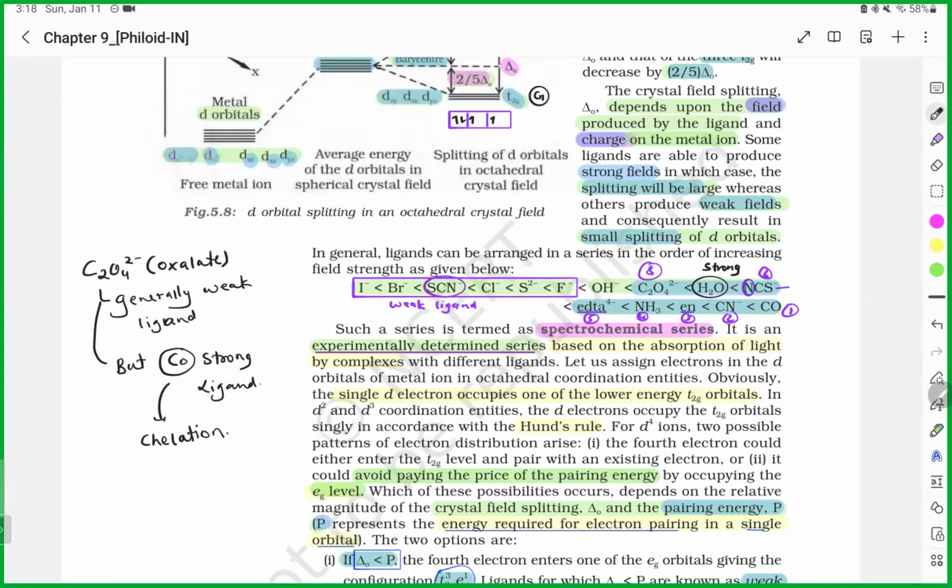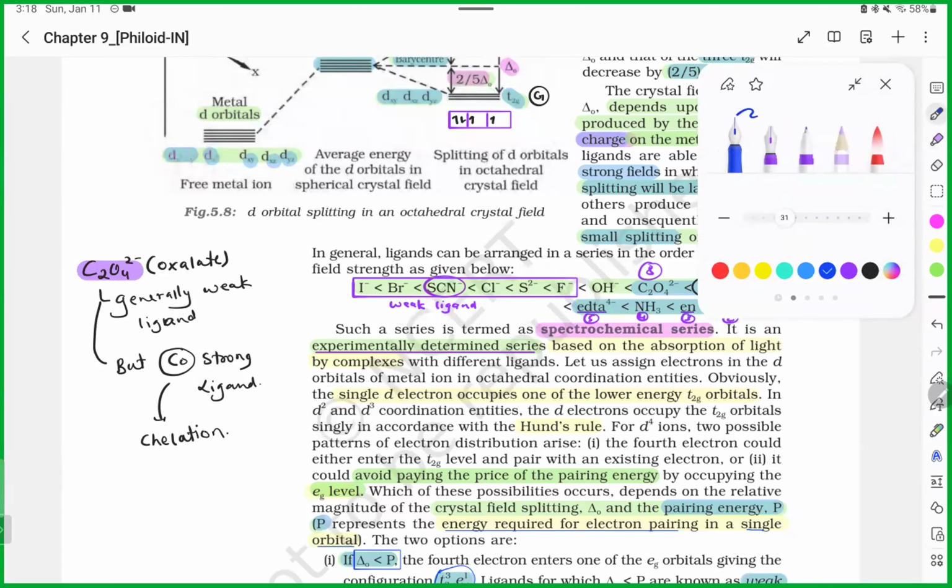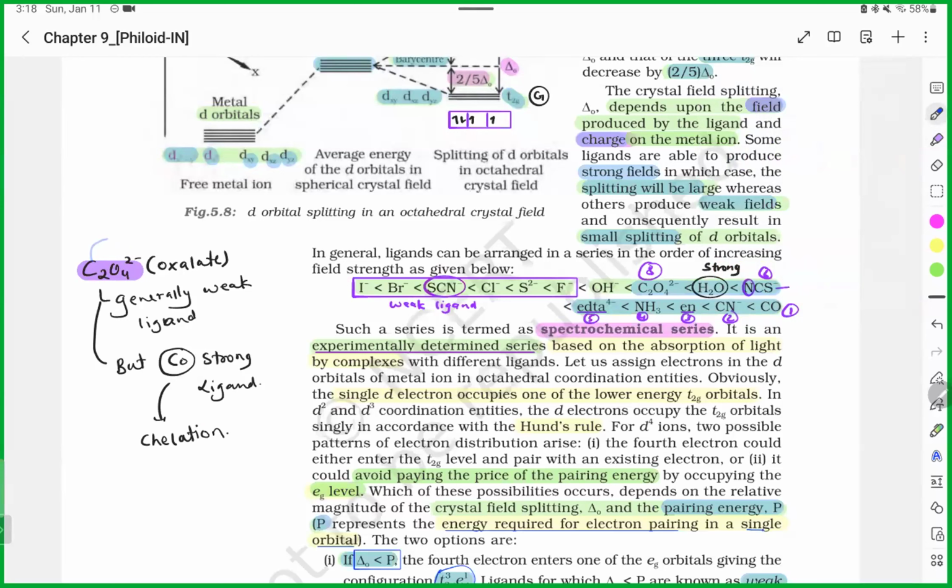That's why, because of this, the verdict I can give you is that C2O4 is an intermediate ligand, not very strong, not very weak. It will be an intermediate ligand. Got it? Intermediate ligand.